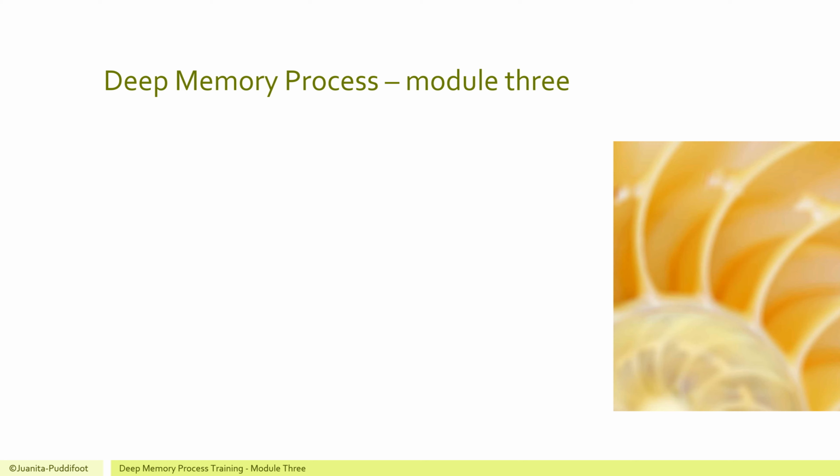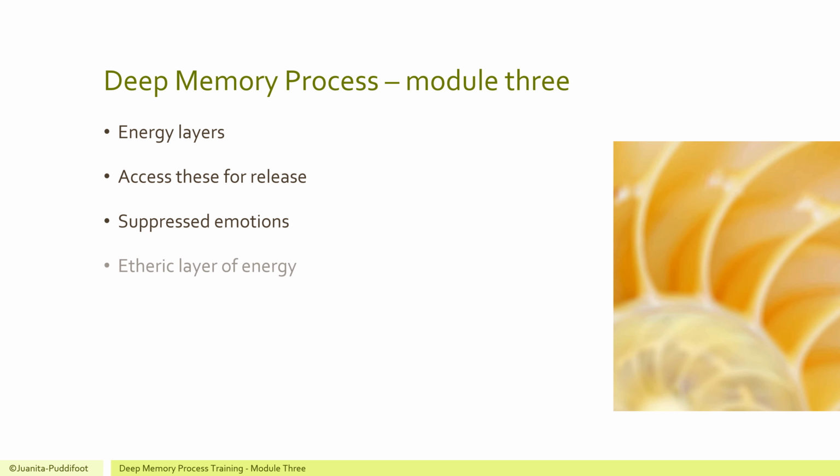Another part of Module 3 is learning about the energy layers connected to the physical body. We explore where frozen, stuck residues are held and how to access these for release. We also look at negative repeating thought patterns and where these are held in the mental layer, including the suppressed emotions of upset, anger and despair, which are held in the emotional level, and the body residues that impact the physical. These are held in the etheric layer of energy that surrounds the body in the aura.